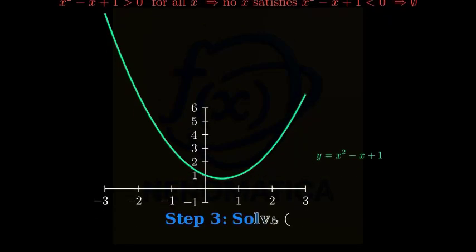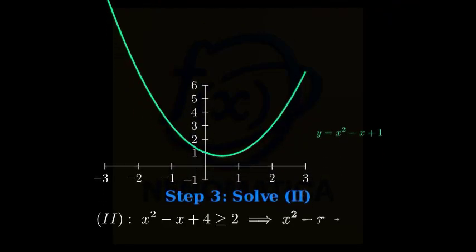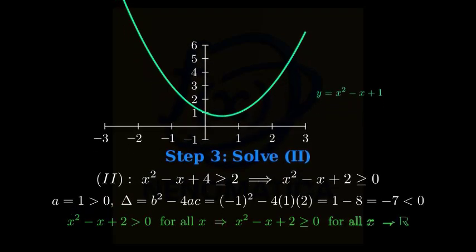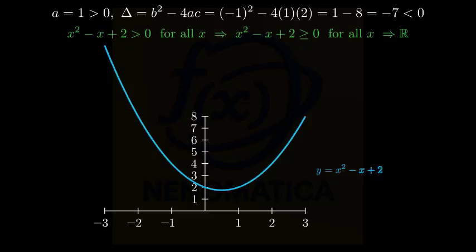Step 3, solve part 2. x squared minus x plus 4 greater than or equal to 2 becomes x squared minus x plus 2 greater than or equal to 0. Again, check the discriminant. b squared minus 4ac equals 1 minus 8 equals negative 7, which is less than 0, with a equals 1 greater than 0. So the quadratic is always positive, which means it is always at least 0. Therefore, part 2 is true for all real numbers.